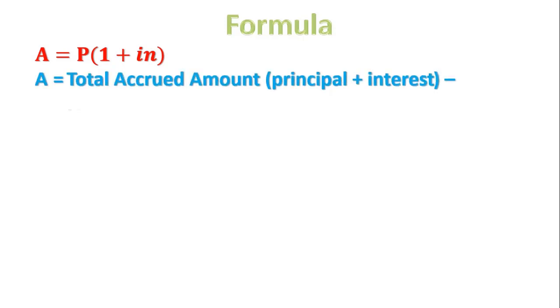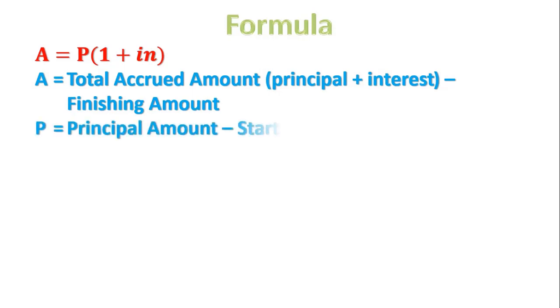So our first letter is A, the total accrued amount, the principal plus the interest. In other words, it's the finishing amount. And if you remember one thing about this letter A, it's the finishing amount. How much did they get at the end of the investment? How much did they have to pay in total for the loan?